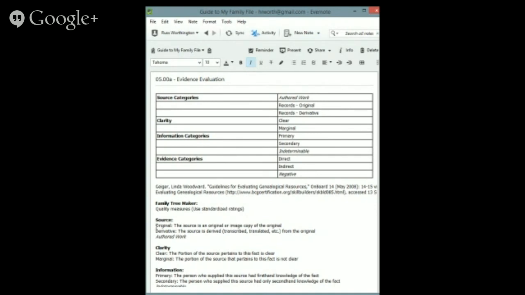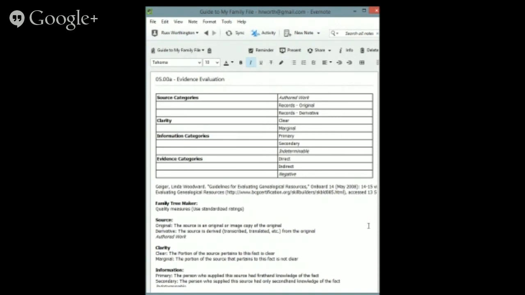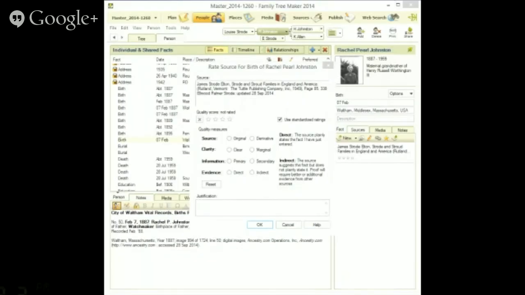Now, this is the text that came off the pop-out window. So I have them here right in front of me in Evernote, so that I don't have to remember so much. Now, I can't show you on the screen, but I have Evernote and Family Tree Maker both on the same screen right next to one another. So it's very easy for me to have the notes there and also go back to Family Tree Maker, and I'm back in Family Tree Maker.